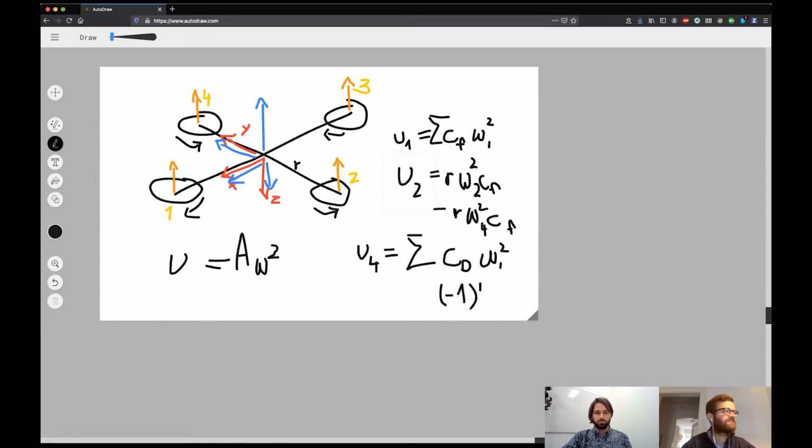So I hope this gives you an idea on how you can compute the allocation matrix. And then, of course, you can make this more complicated by using 6 instead of 4 rotors, or maybe even have them not perfectly aligned with the XY plane, but slightly tilted. But basically, the principle is always the same. You always just look for the force that's created by each rotor, the distance to the origin, and the drag torques. And by that, you can set up this allocation matrix.